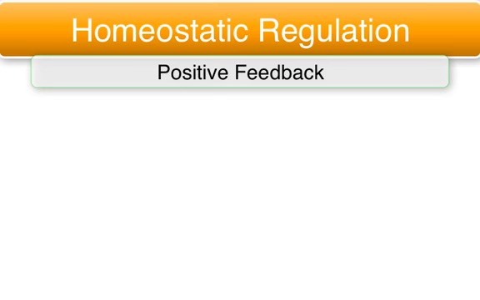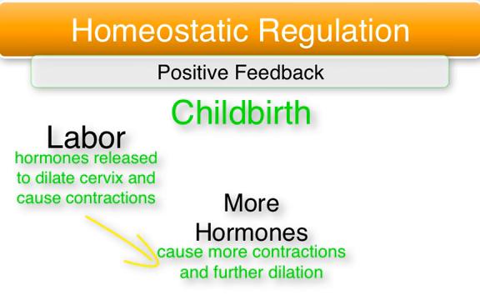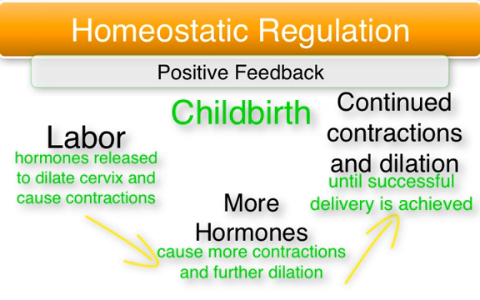Another example of positive feedback in the body is the process of childbirth. In labor, hormones are released that cause uterine contractions and cause the cervix, or the opening of the uterus, to dilate. These hormones cause the release of more hormones, which cause larger contractions and further dilation. This process continues until the cervix is dilated to 10 centimeters and the uterine contractions are strong enough to deliver the baby. Without this positive feedback, the mom would be in labor for an undetermined amount of time with no successful outcome.